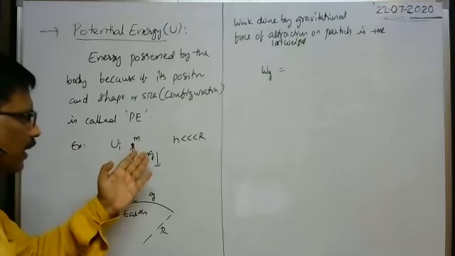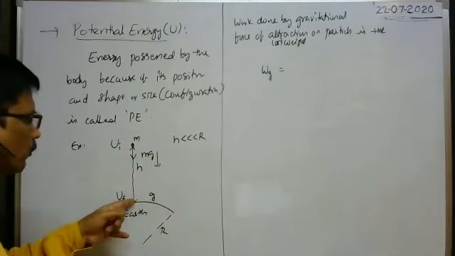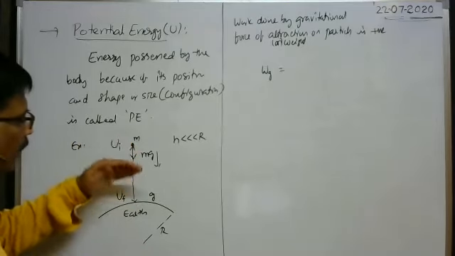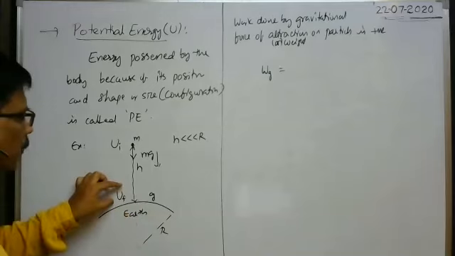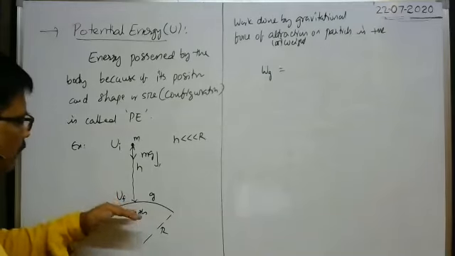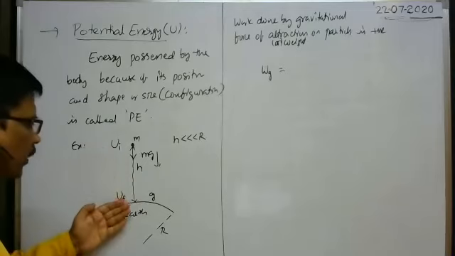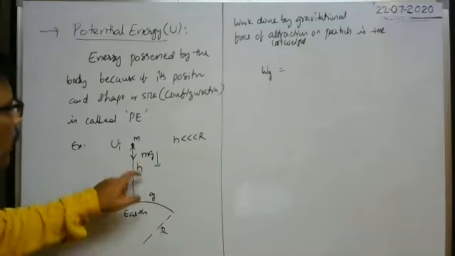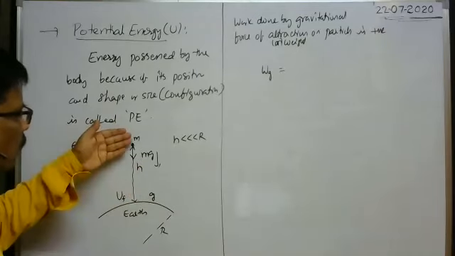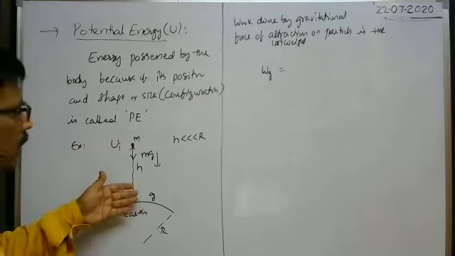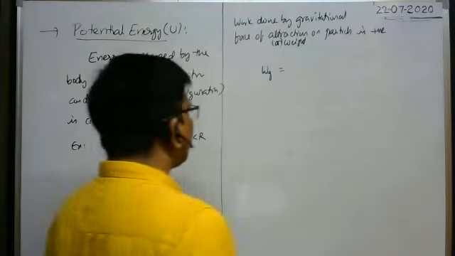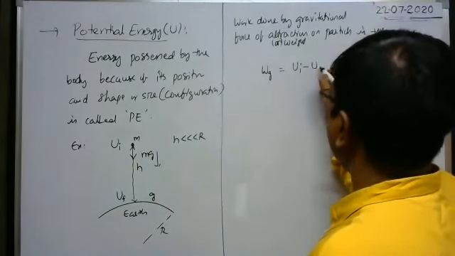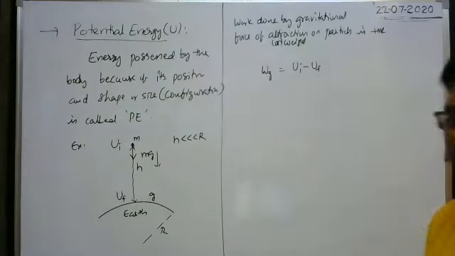Because of the work done by the gravitational force on the particle, which is positive, the particle reaches the surface of the earth. That means the particle is at less height. That's why the energy possessed by the particle due to the attraction force of the earth, the potential energy, becomes reduced to Uf. So it is the final potential energy. As the work done by gravity is positive, the potential energy decreases. Whatever the decrease in potential energy, that is the work done by gravity. So Ui minus Uf is the work done by gravity.